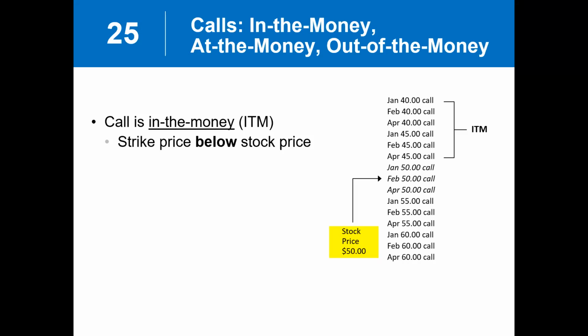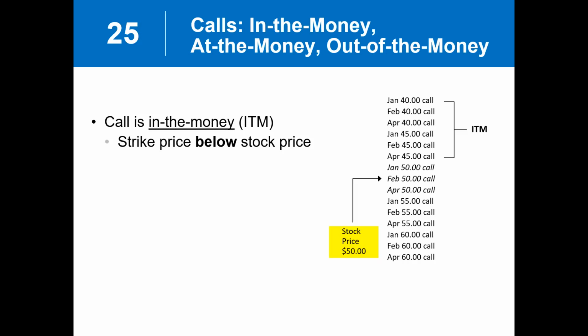So right here, you can see highlighted in yellow, we've got a stock that's priced at $50. And around that, we've got 40 calls, 45 calls, 50 calls, 55 and 60 calls. The calls that are in the money are the strikes that are below the stock price.